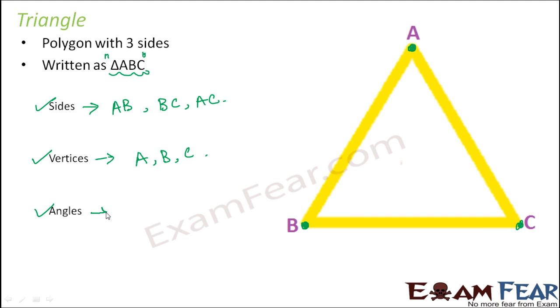And what about the angles? So these are the angles, that is, the orientation between any two sides is an angle. So since there are three sides, there are three angles. What are the angles? Angle A, angle B and angle C. So three sides, three angles and three vertices make a triangle.